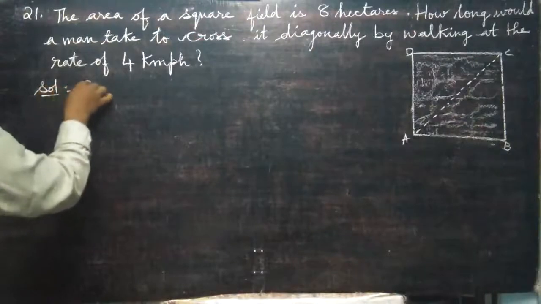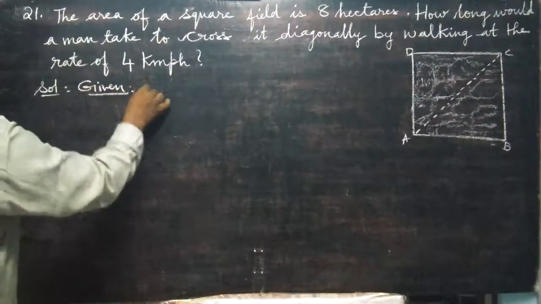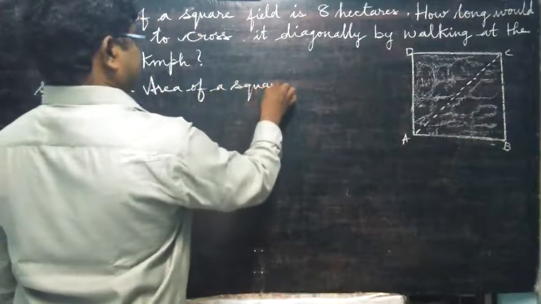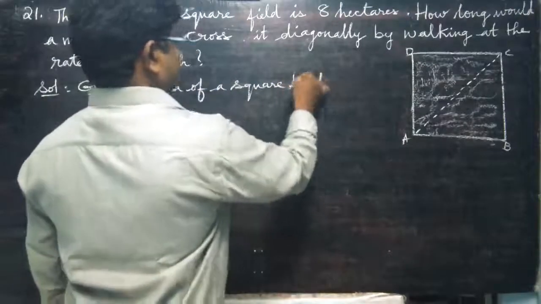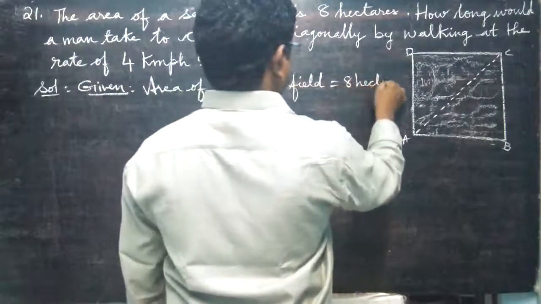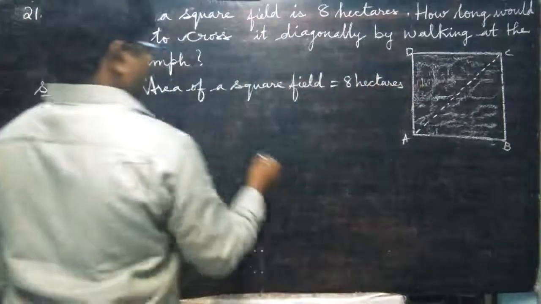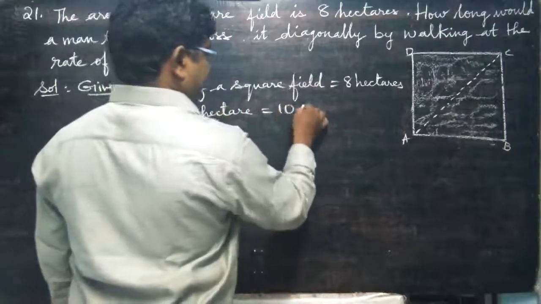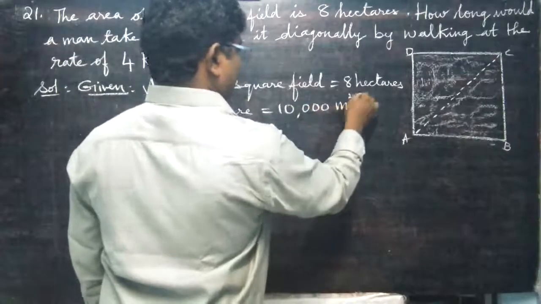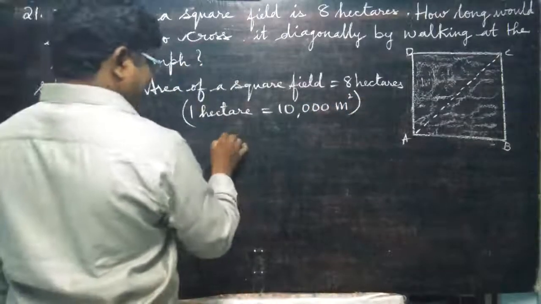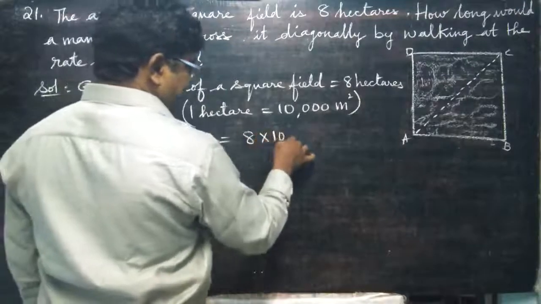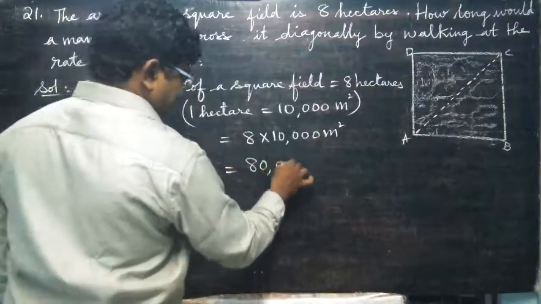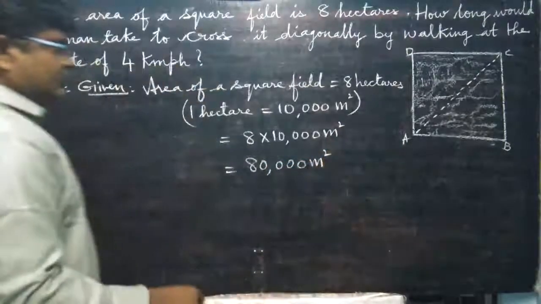Solution. Given, area of a square field is equal to 8 hectares. 1 hectare is equal to 10,000 meters square. So now 8 hectares means 8 into 10,000 meters square, that is 80,000 meters square. Are you able to follow?